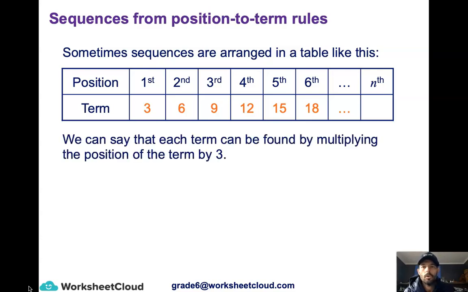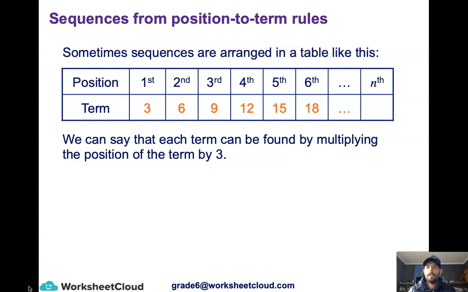And then we get to something called the nth term. But before I explain that, as I've already discussed, we can say that each term can be found by multiplying the position of the term by 3. So what do we mean by that? Well, if you look at the first position, it's 1, and 1 times 3 gives you the term 3. If you look at the second position, it's 2, and 2 times 3 gives you 6. If you look at the third position, it's 3, and 3 times 3 is 9. And that goes all the way up to the sixth position, where 6 times 3 is 18.